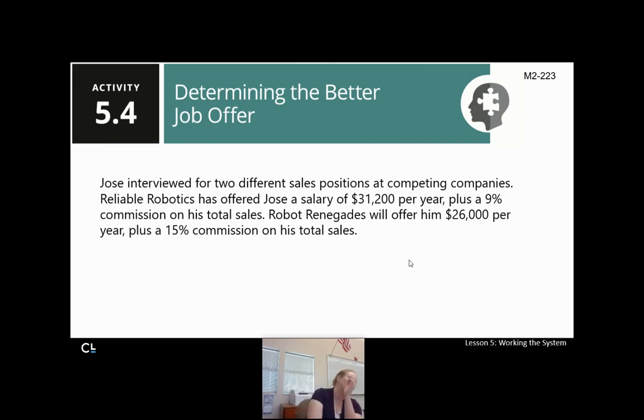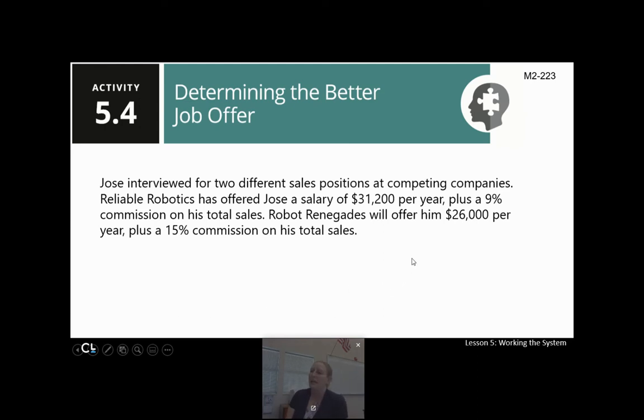One last activity, and then we have a short talk. So Jose interviewed for 2 different sales positions at competing companies. Reliable Robotics has offered Jose a salary of $31,200 per year plus a 9% commission on his total sales. Robot Renegades will offer him $26,000 per year, which is less, plus a 15% commission on his total sales. So he gets more in commission, but less in salary with Robot Renegades.